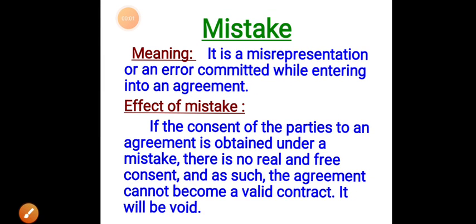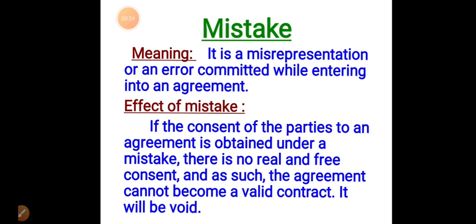Students, we will see the next topic under the third chapter, that is mistake. Okay, what do you mean by mistake? It's nothing but a misrepresentation or an error committed while entering into an agreement. A person or party to a contract, at the time of entering into a contract, did any mistakes or errors or any wrong things, that is the mistake.